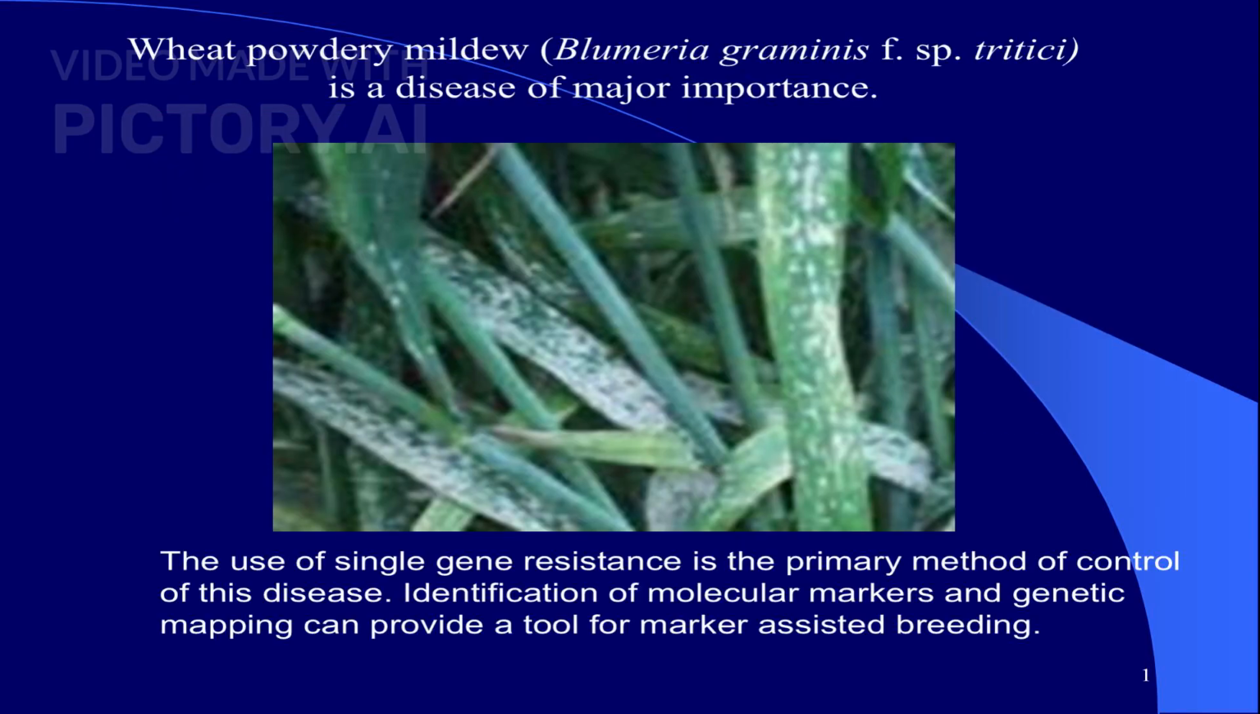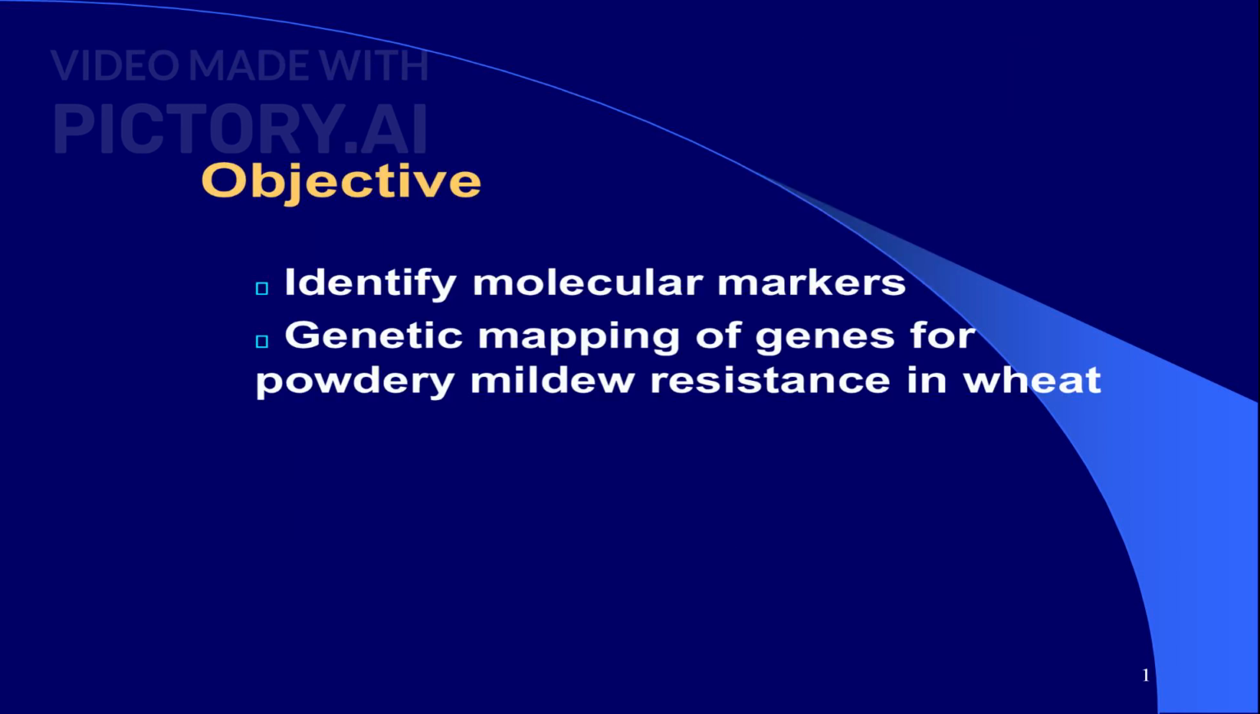Powdery mildew, caused by Blumeria graminis, poses a significant threat to wheat. Utilizing single gene resistance and genetic mapping can help in developing resistant strains. Our primary objectives are to identify molecular markers and map genes responsible for powdery mildew resistance in wheat.